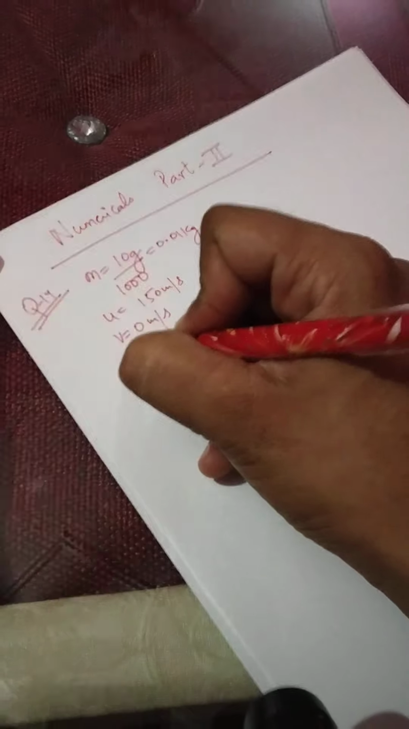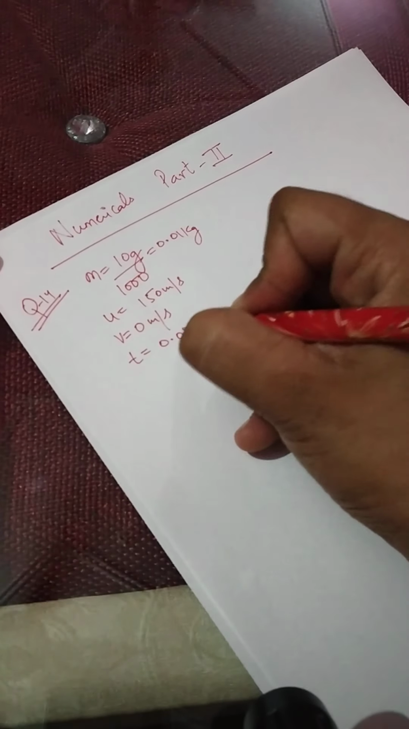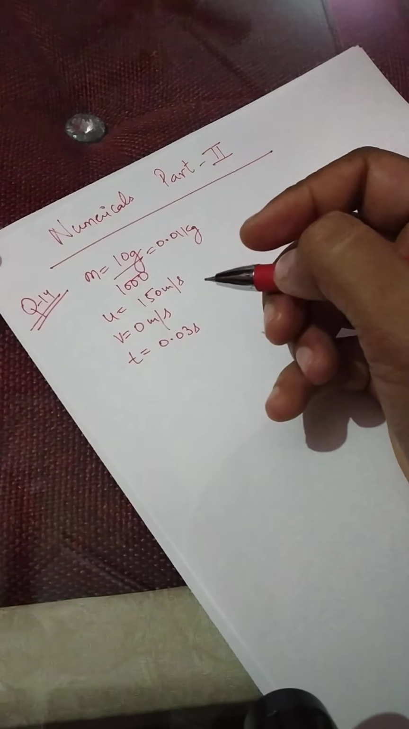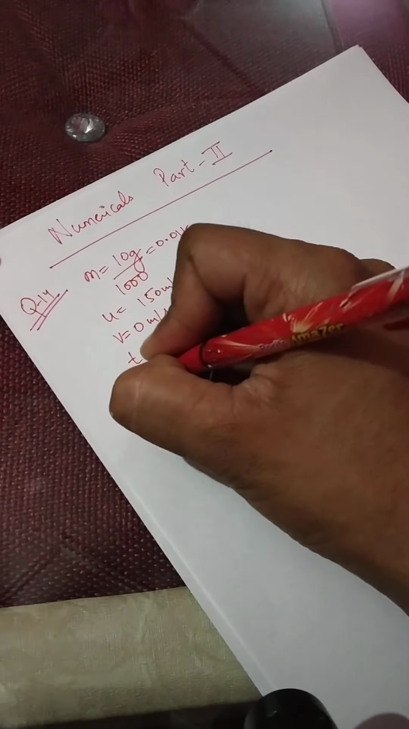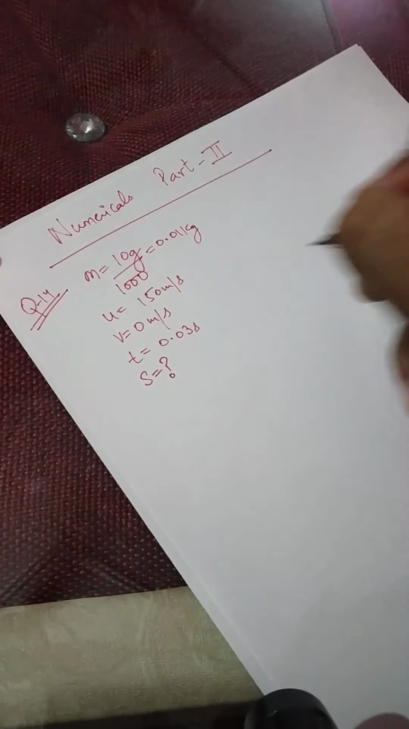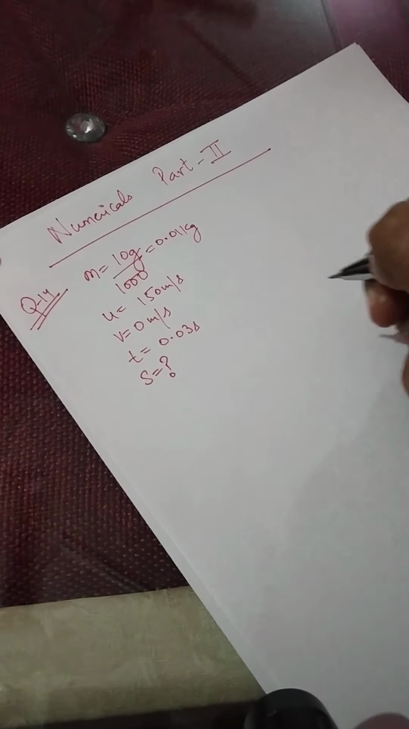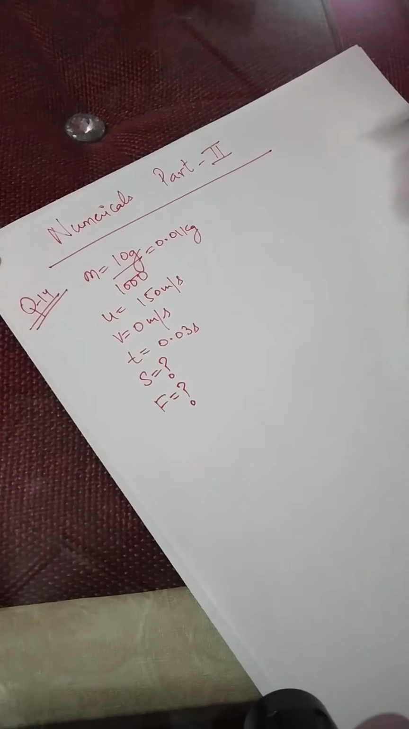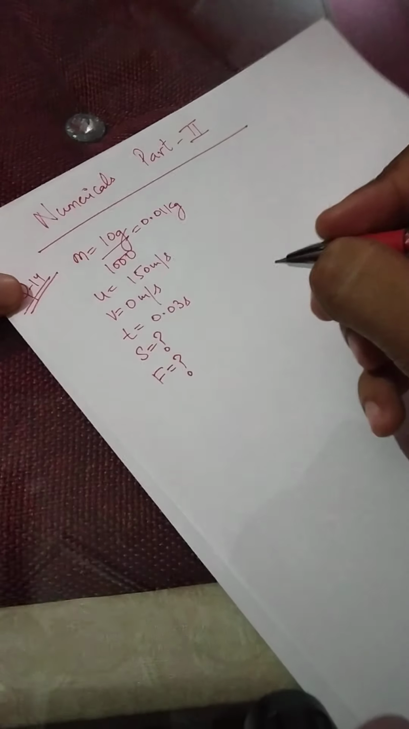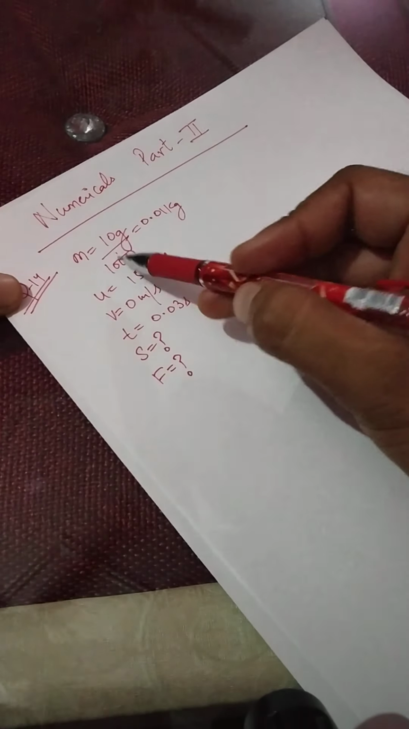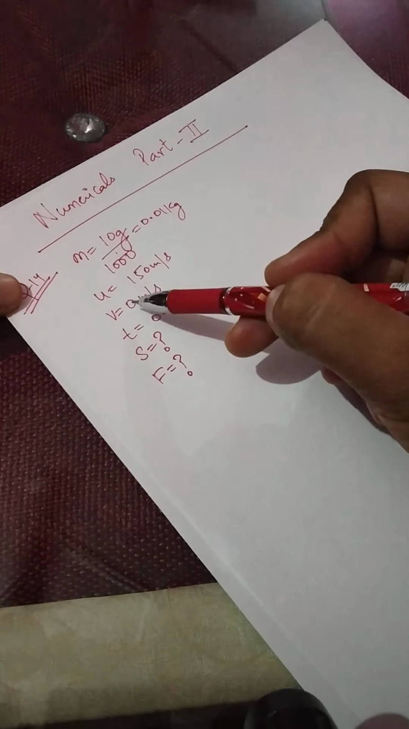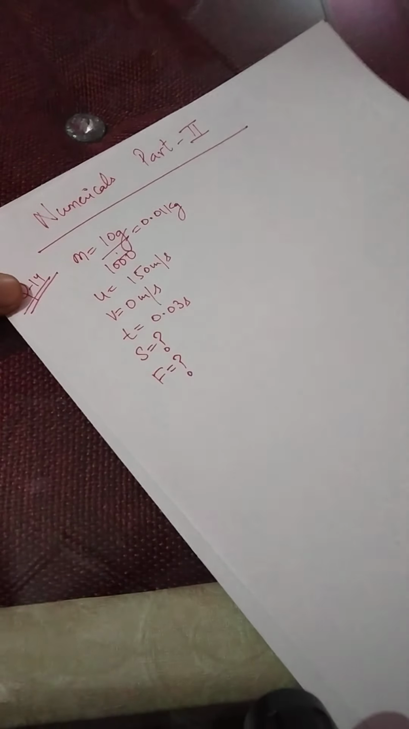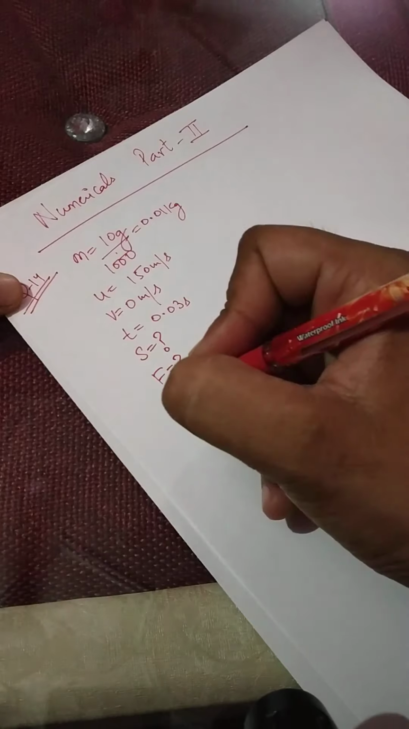And the time is 0.03 seconds. So we have to calculate the distance of penetration, that is S, into the wooden block and the force exerted. So we have been given mass, initial velocity, final velocity and time. We have to calculate the distance. Firstly, we will find out the acceleration.